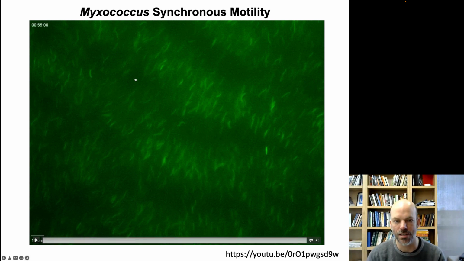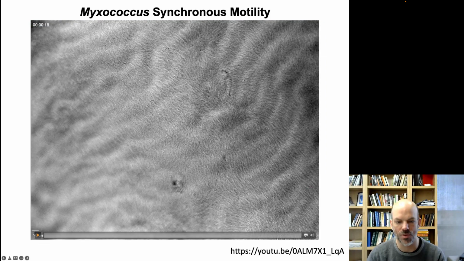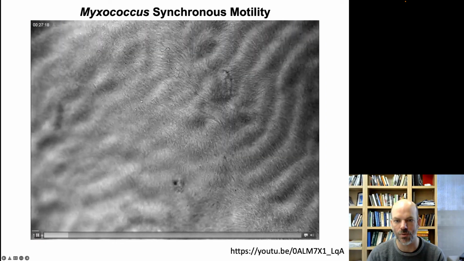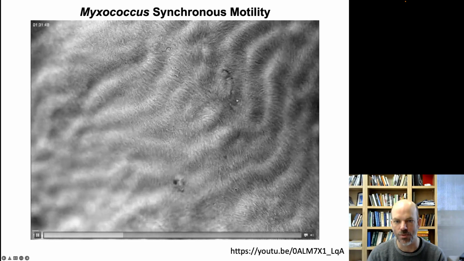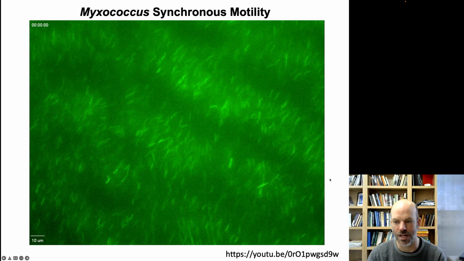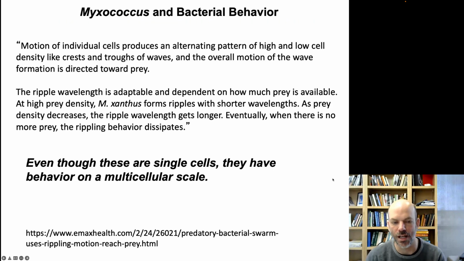The wave-like pattern is from these alternating densities of cells. So a wave of cells that have paused and interacted with each other, a wave and just the space in between where there aren't very many cells, and another wave of cells pausing to interact with each other. That zoomed out causes this rippling wave-like pattern here if you let it go faster and more zoomed out. And the consequence of that, again, is that they find their prey and eat it.